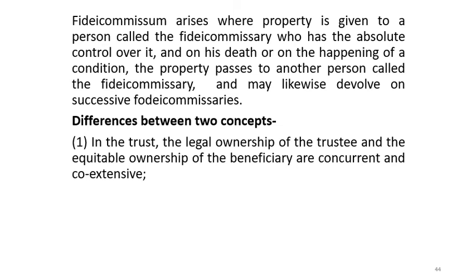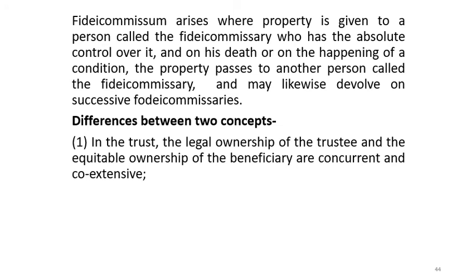Then what is next? On the death of that person, or on the happening of any other event or condition, the property passes to another person called the fideicommissary, and may likewise devolve on successive fideicommissaries. Now keep on going downwards. Suppose a father transferred his property to his son under fideicommissum. Then on the death of the son, it should go to the eldest son of that deceased person.